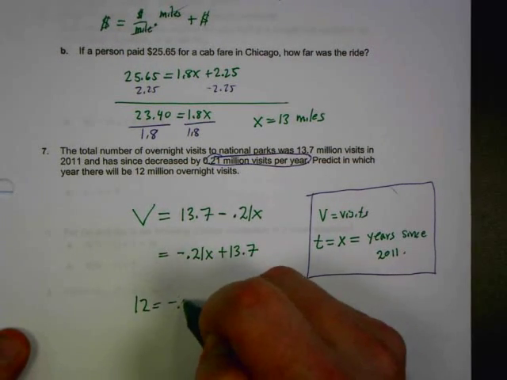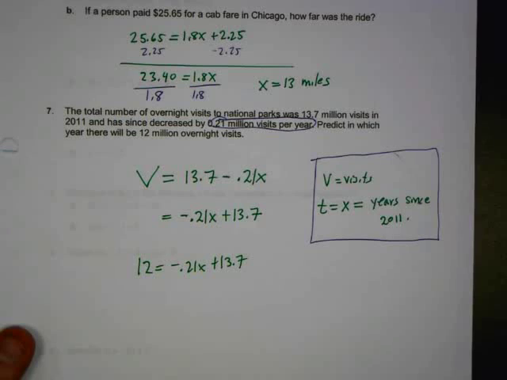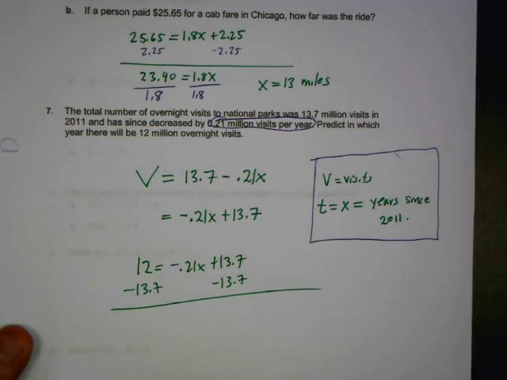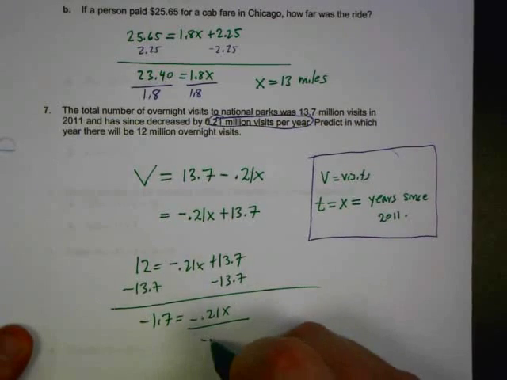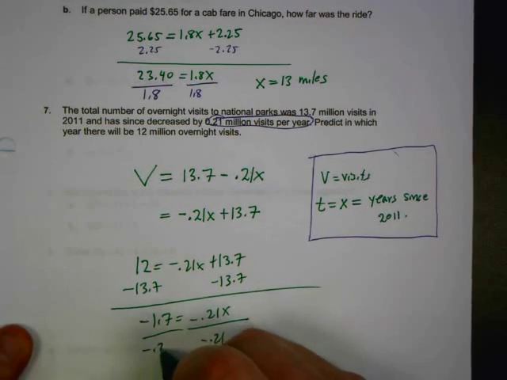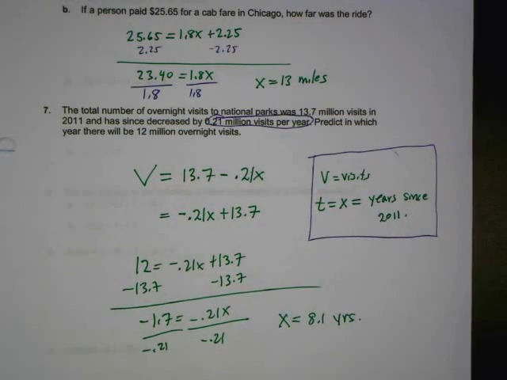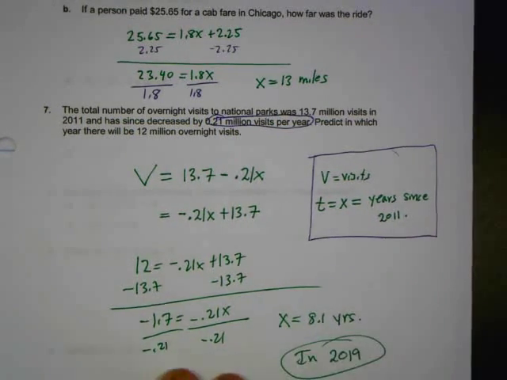12 equals minus 0.21x plus 13.7. How to solve? Get rid of 13.7 by subtracting. Negative 1.7 equals negative 0.21x. Divide by negative 0.21. X is 8.1 years. So when would 8.1 years be? Sometime in 2019, because we started in 2011, we're now 8 years later.